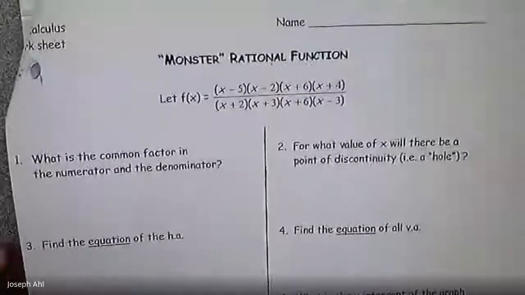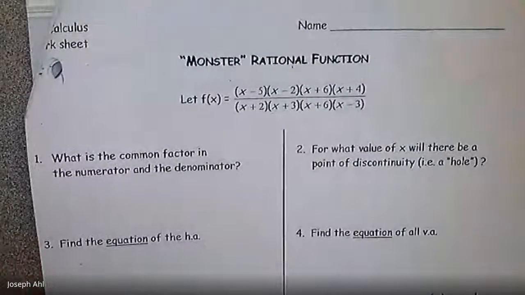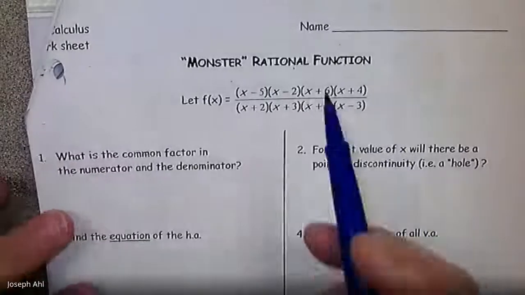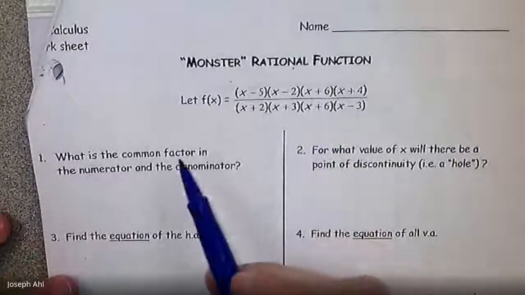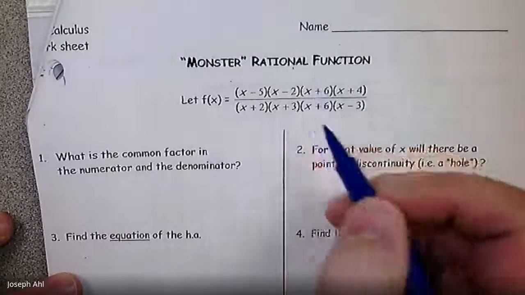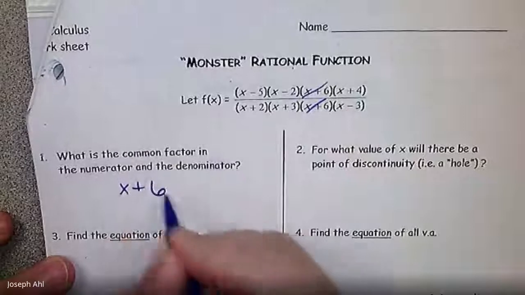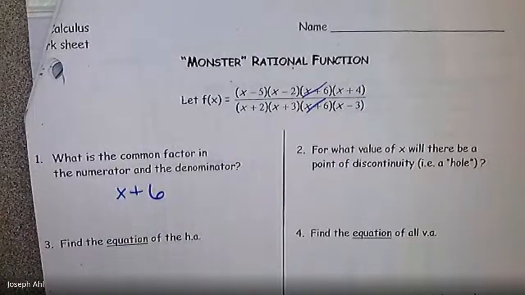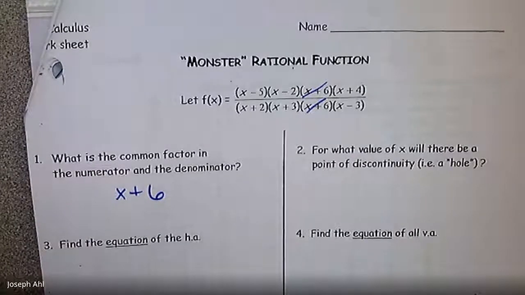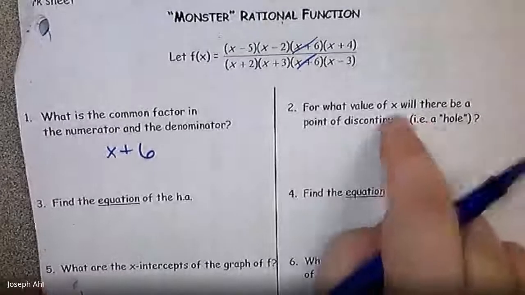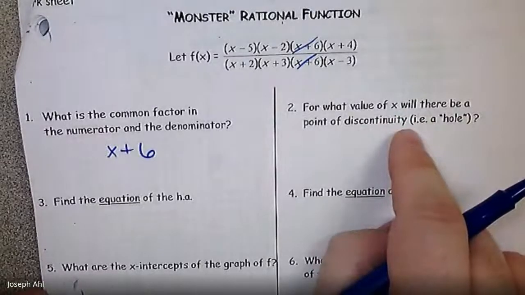Okay. All right, what is the common factor in the numerator and the denominator? So that's the first question. So there must be, if I look at these terms across the top and the bottom, something in common. And it turns out right in kind of the middle section there, we have these x plus 6s. So the common factor on the top and bottom is x plus 6. So if x plus 6 is what we cross off, what value of x will there be a point of discontinuity?